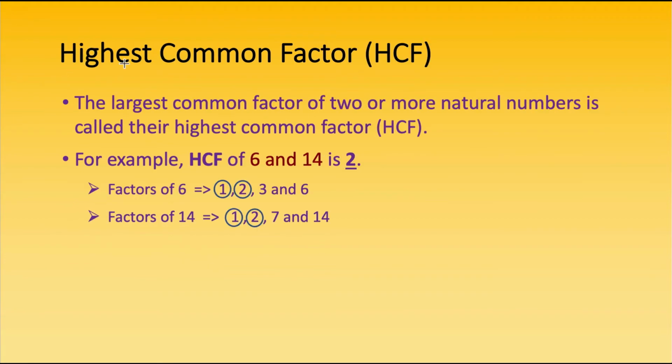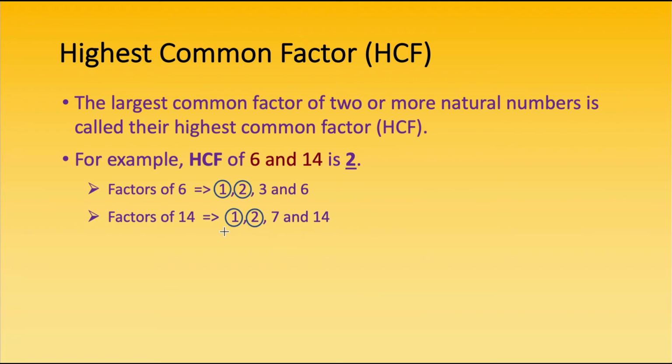Next, highest common factor, HCF. Now, the largest common factor of 2 or more natural numbers is called their highest common factor, HCF. So students, for example, HCF of 6 and 14 is 2. So here we have listed out the factors of 6 and 14. 6 के factors हैं 1, 2, 3 and 6 और number 14 के factors हैं 1, 2, 7 and 14.